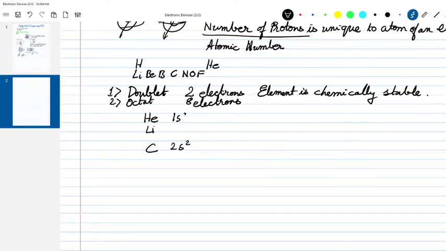It's going to be 1s2, 2s1, and this is going to be 1s2, then 2s2, and then 2p2. Okay, so now the outermost orbital is the second orbital, which has 2 plus 2, 4 electrons.